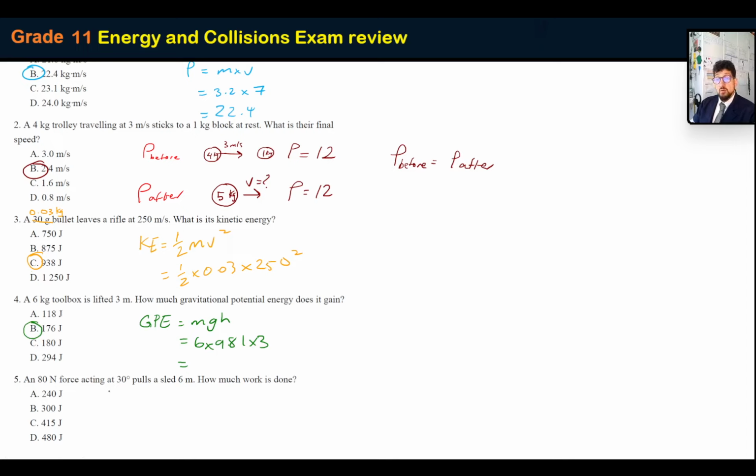An 80 Newton force acting at 30 degrees pulls a sled 6 meters. How much work is done? Okay, so we're going to go with work is equivalent to force times distance times cosine theta. So that's going to equal 80 times 6 meters times cosine 30, and that is equal to 415 joules.